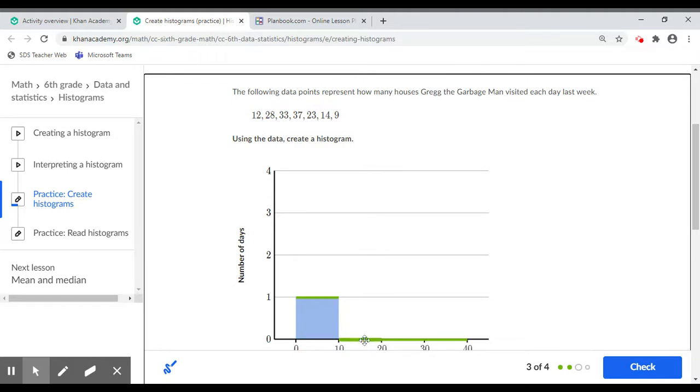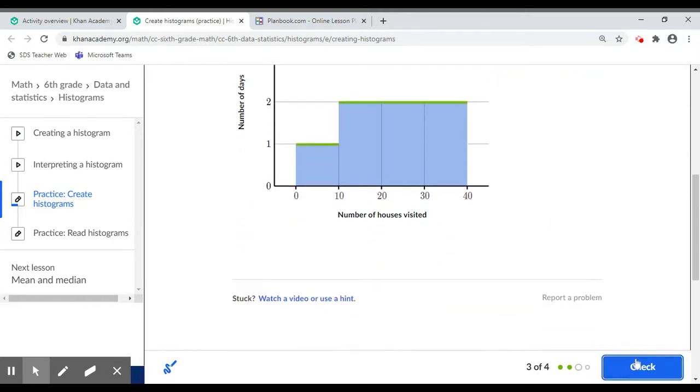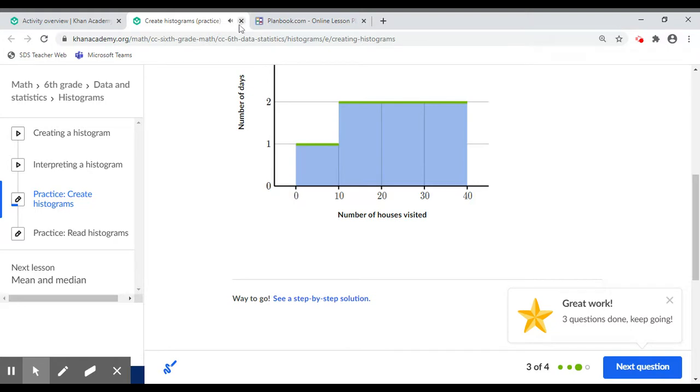Between 10 and 20, 1, 2. Between 20 and 30, 1, 2. Between 30 and 40, there were 2. All right, again, our total number of items in the histogram should match up to how many items are in the data. So 1, 2, 3, 4, 5, 6, 7. If we count up here, we should have 7 numbers. 1, 2, 3, 4, 5, 6, 7. There we go. All right, so that's creating a histogram.